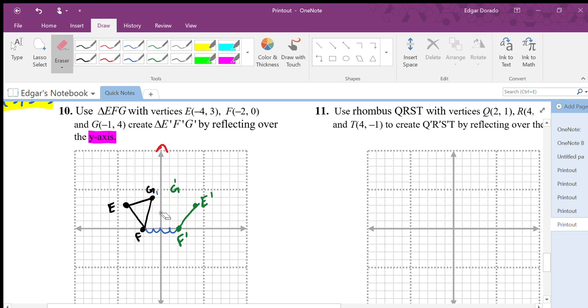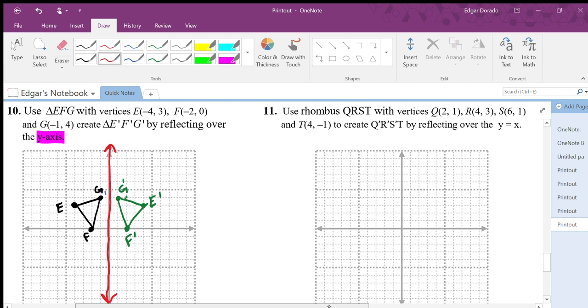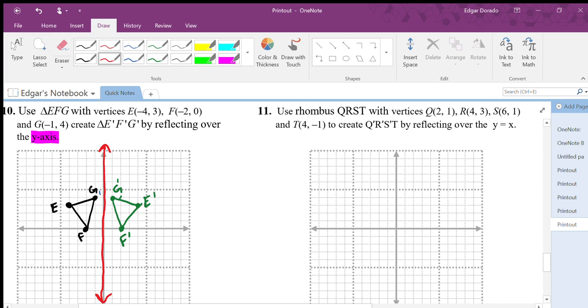Wasn't too hard. Whoa. Except I deleted my points on accident. Alright, and here's my line of reflection. Sorry about that, but there we go. That's it. We just reflected over the line y, or I'm sorry, the y-axis.